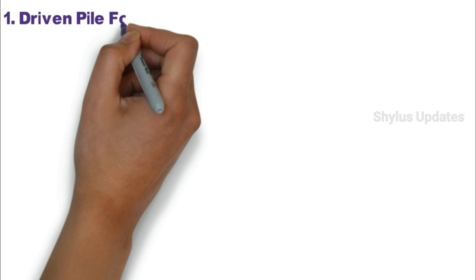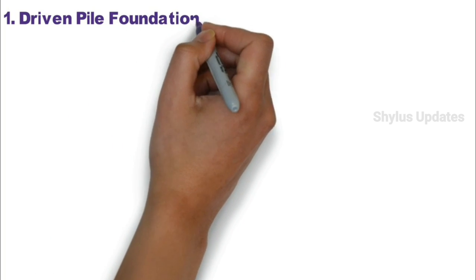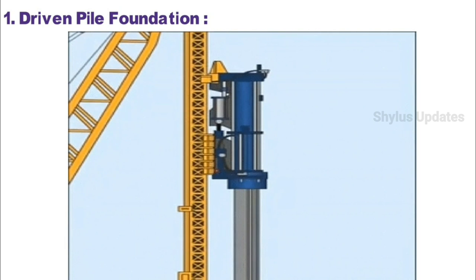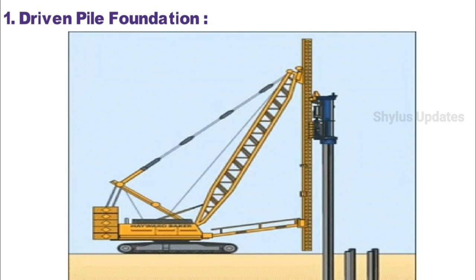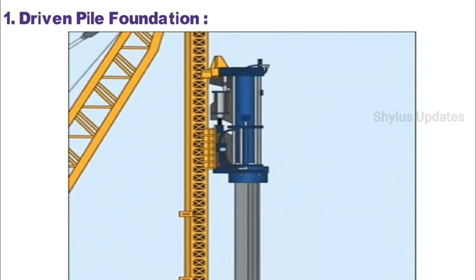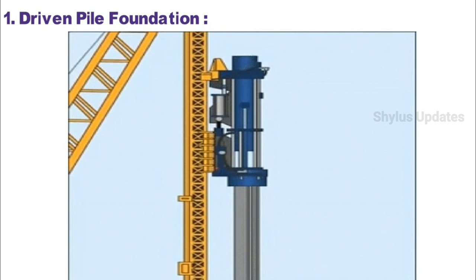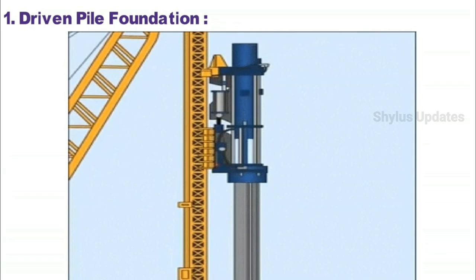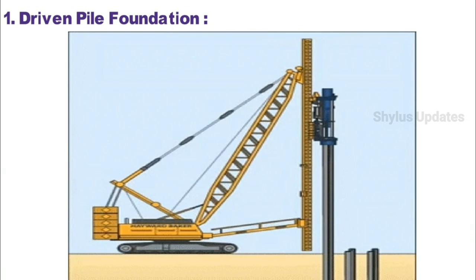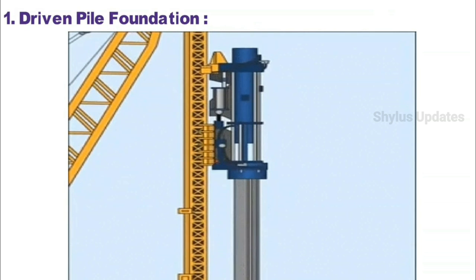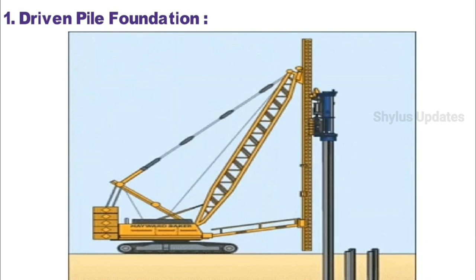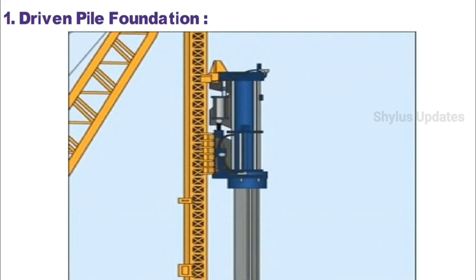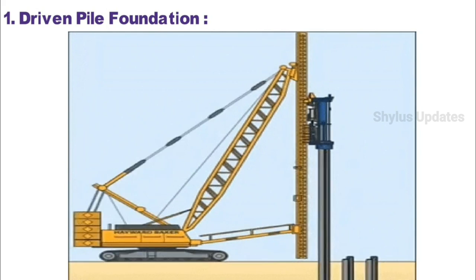Driven pile foundation. They are used in low-rise buildings and mainly in bridge constructions. When the topsoil is not in good condition and when it does not have the adequate bearing capacity to resist the load from the superstructure, a driven pile is used.